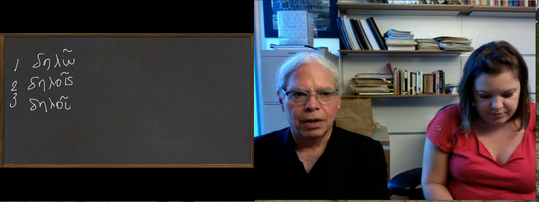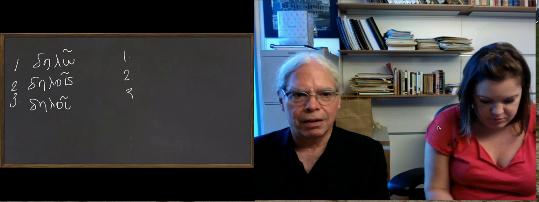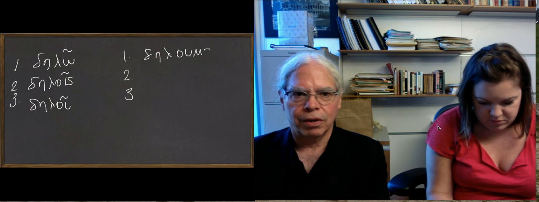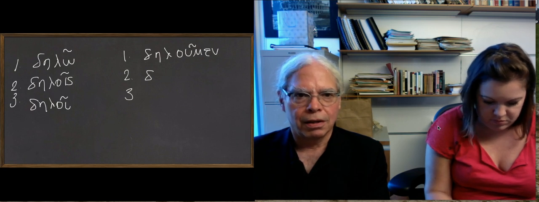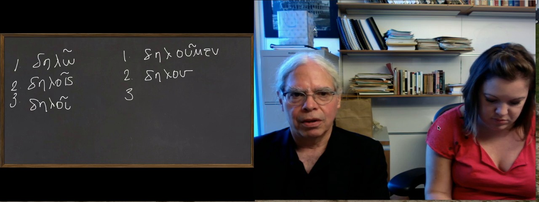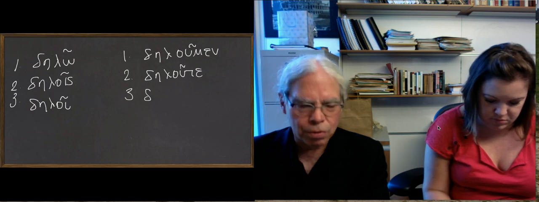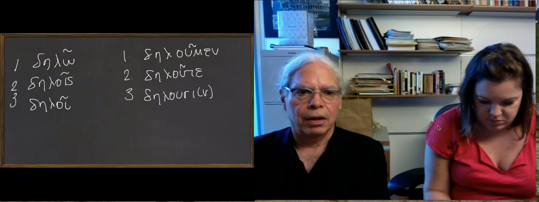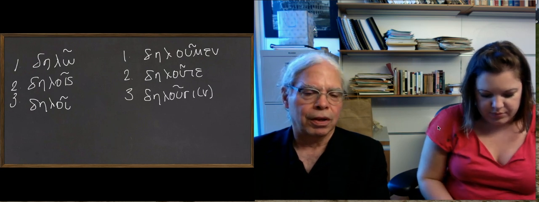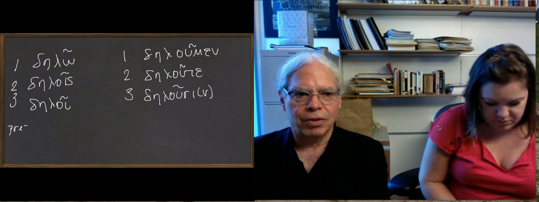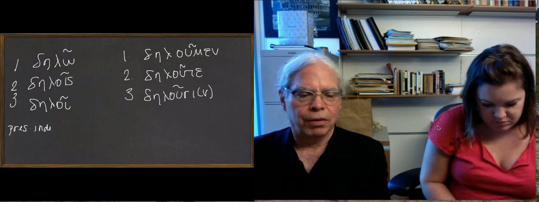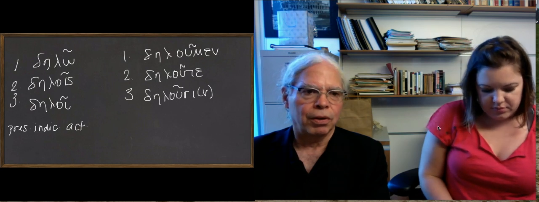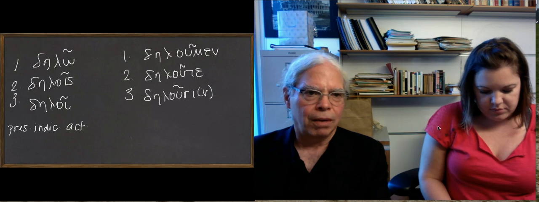And in the plural, it's going to be deloumen, and annoyingly consistent. Deloumen, the circumflex over the OU. Deloute, circumflex over the OU. And delousi, possibly movable nu, again with the circumflex over the OU. So you've got the advantage of consistency in the plural. But what's happened is that so many distinctions have collapsed that you can't tell whether delois and deloi are actually optatives.